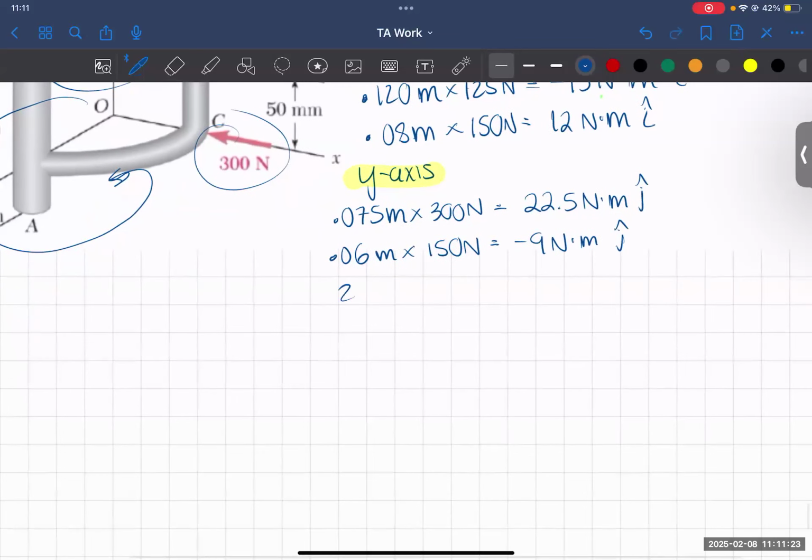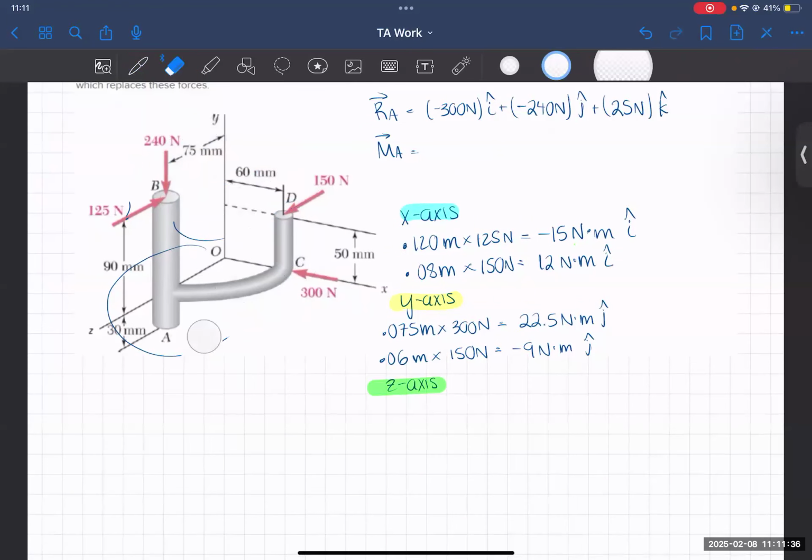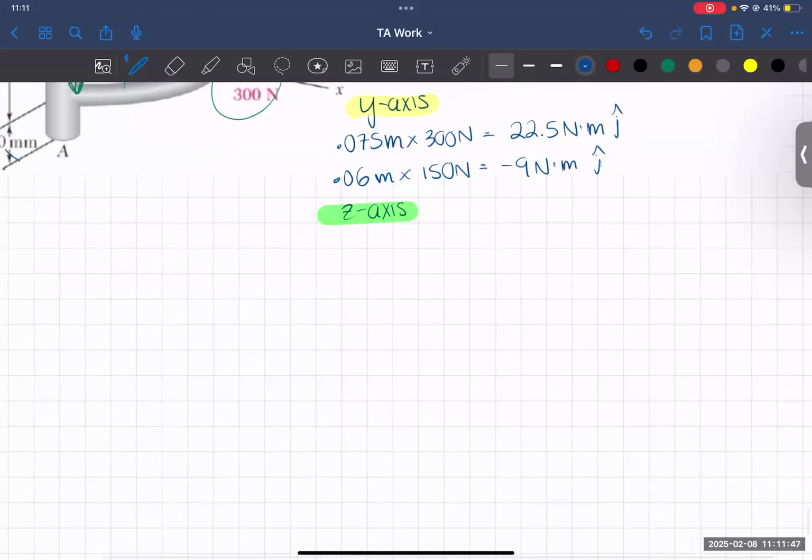If we do the z-axis, there's only one force that's causing the moment about the z-axis. In this case, it is this force, rotating this way. So we get 0.03 meters times 300 newtons equals 9 newton meters on the k.